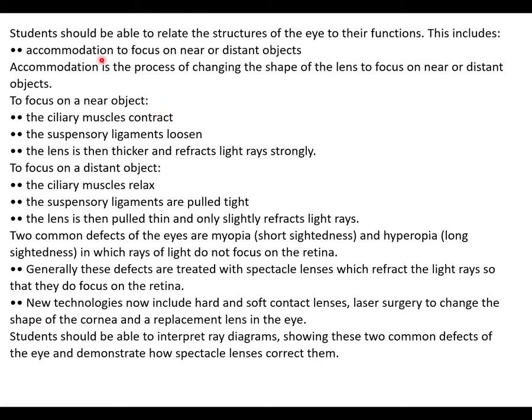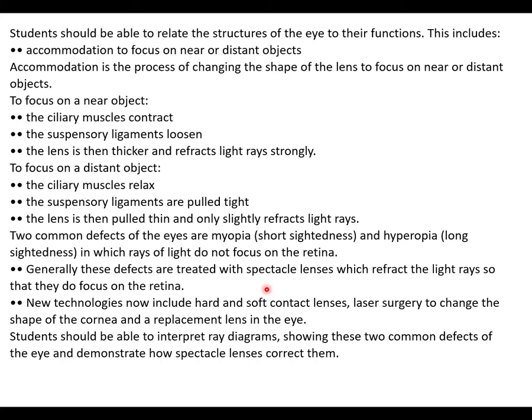So accommodation is how the eye focuses on both near and distant objects, and this involves changing the shape of the lens. What are involved in this are the ciliary muscles, the suspensory ligaments, and the lens itself. Once we've looked at how the eye carries out this accommodation, we're going to look at different ways in which we can rectify it if people have a problem, so they are either myopic or have hyperopia. Then we're going to have a look at how we can help that and make it a bit better.